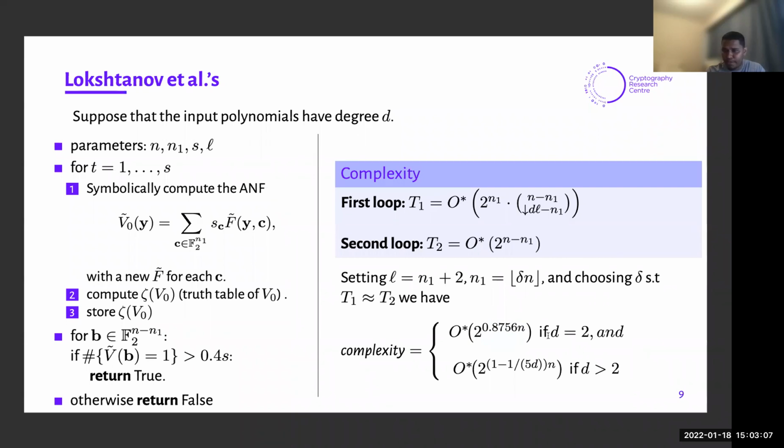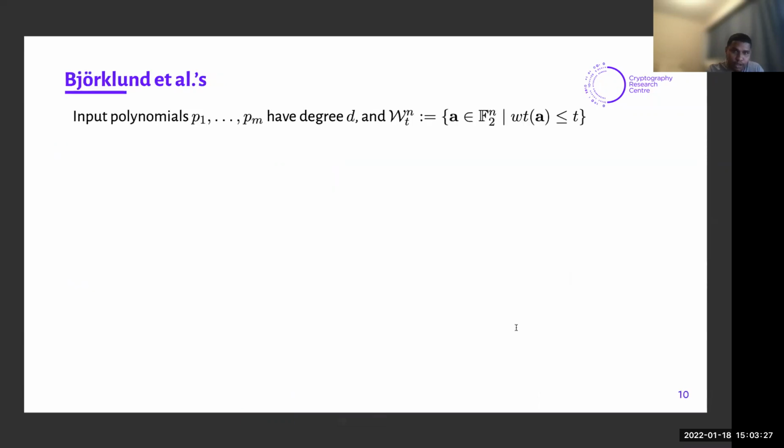As I was telling before, for quadratic polynomials, we have a complexity of 2 to the 0.87n, something like that. For non-quadratic polynomials, the complexity is something like this. So we already show here that we exponentially outperform brute force. Again, we have input polynomials of degree D. Here I want you to focus a bit on the definition of this set, where we want to compute the partial truth table: all the vectors whose Hamming weight is less than T. The main goal is to compute the truth table of J very precisely.